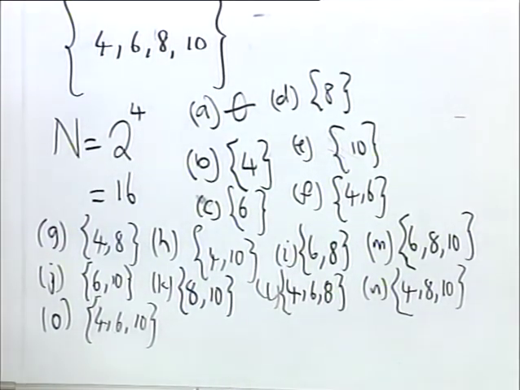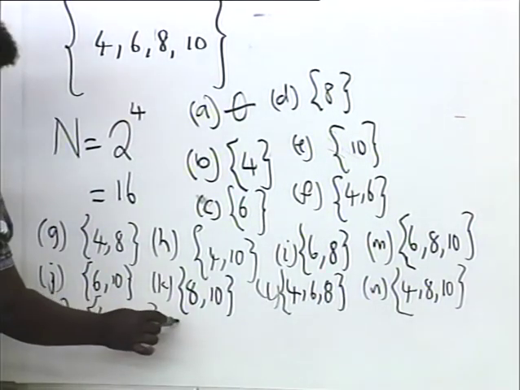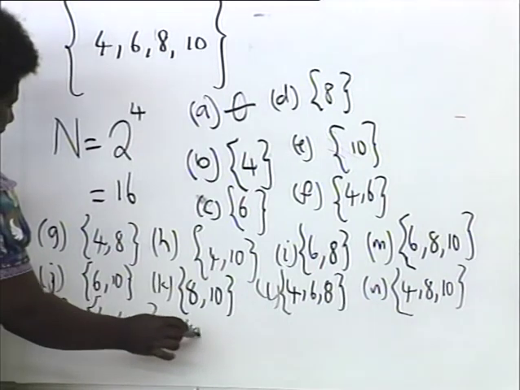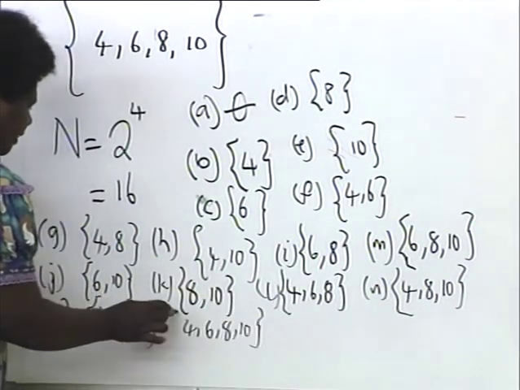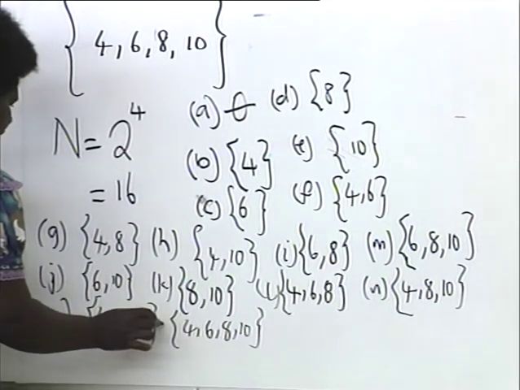Four, 6, and do we have 4, 6, and 8? Yes. Okay, the last one: 4, 6, 8, 10. Is that 16? Okay.